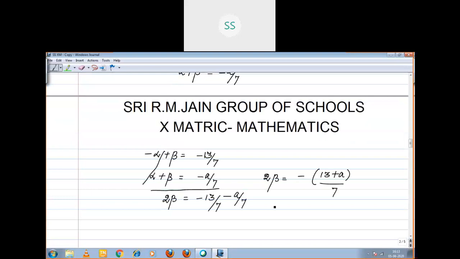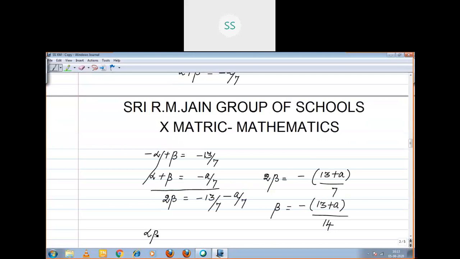Now what is your beta? Beta equal to minus 13 plus a by 2; it will come to the denominator part. So you can arrive at 14. So what is your beta? Minus 13 plus a by 14. Right. Then you know what is alpha beta.